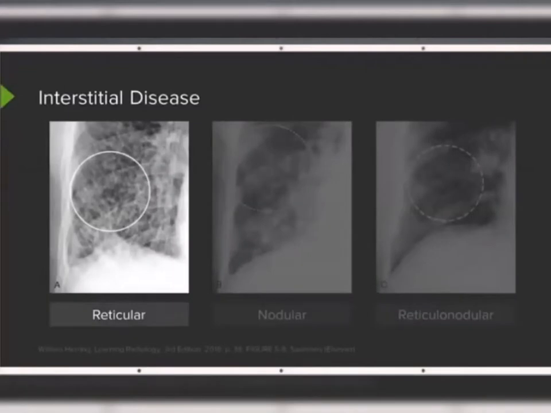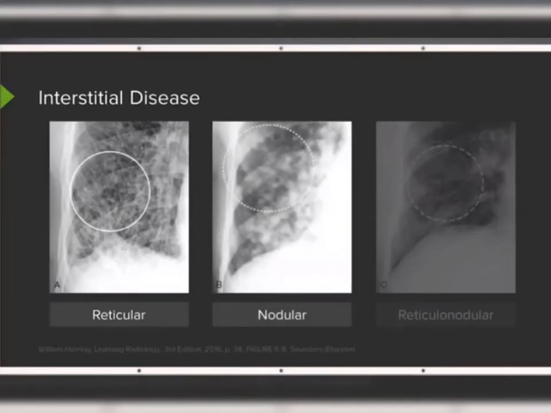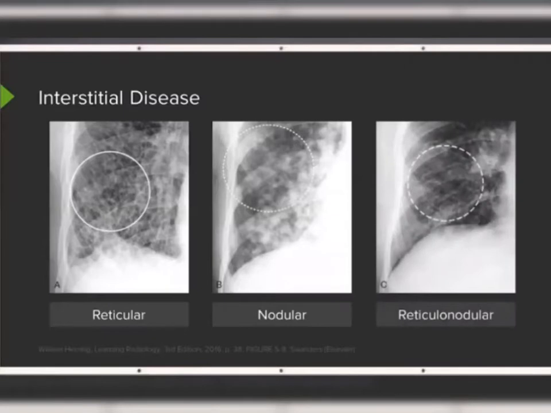So let's take a look at the three major patterns of interstitial disease. You can have a reticular pattern, and we'll look at each of these in a little bit more detail. You can have a primarily nodular pattern, or you can have a reticulonodular pattern, so a mix of the two.